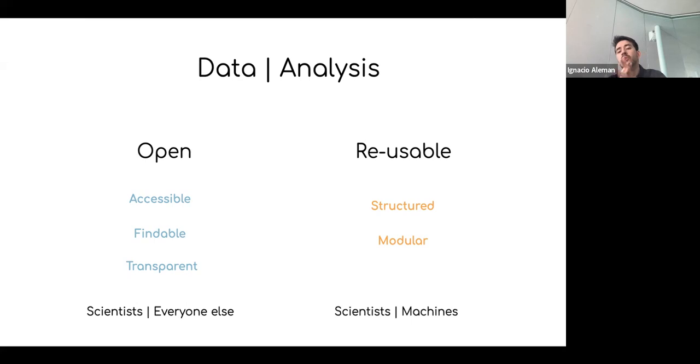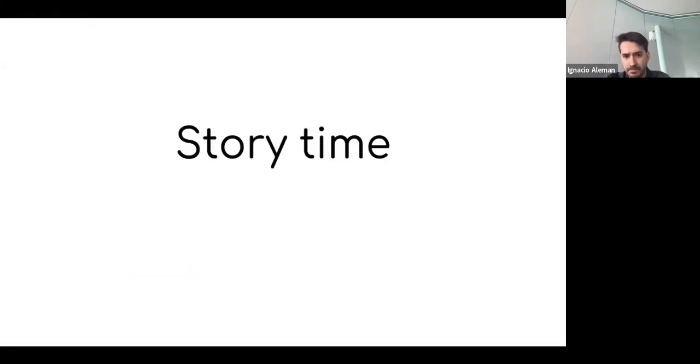And in terms of reusability, again, the main stakeholder is a scientist, but more and more, it's important to consider machines. By machines these days, that effectively means machine learning models. If data is structured and modular, it's much easier to build models for it, to feed that data in and to create the latest AI models. So this is a rough overview of a more modern take on open science.